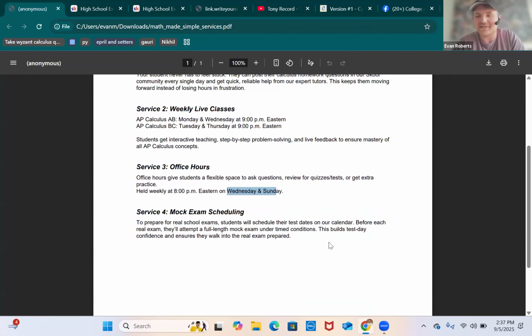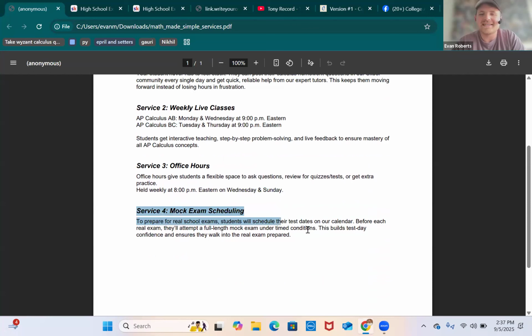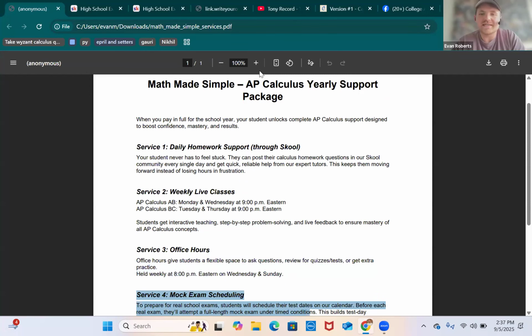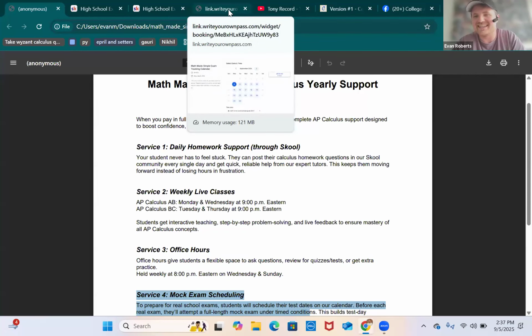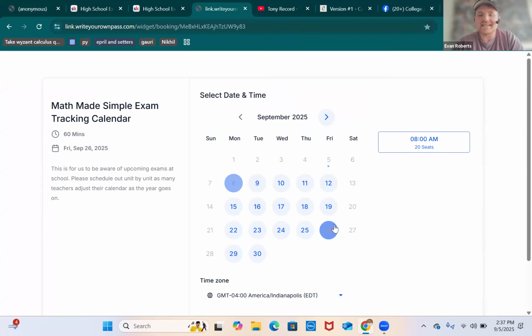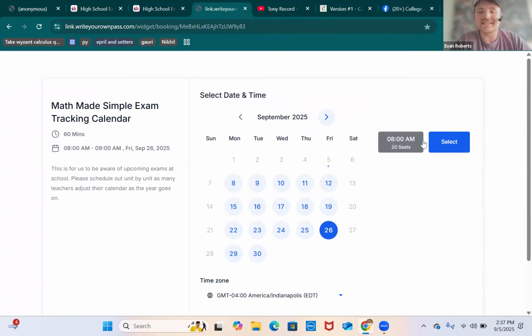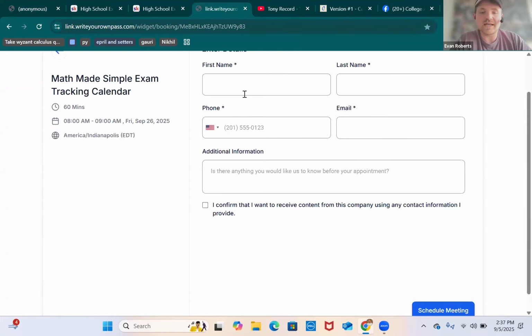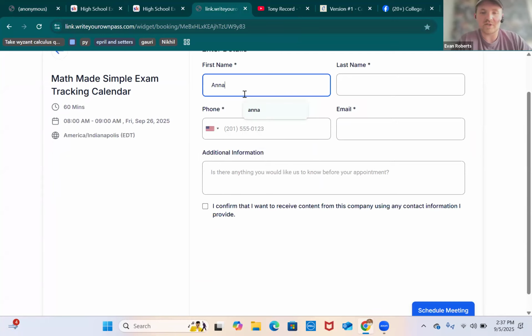Then the last thing, which I'm actually most proud of, I think, is our mock exam scheduling. What that looks like is sometimes kids are not always the most responsible and on top of their stuff. So we give the parents and the students this link. That way, if let's say Anna has a test in unit 2 on calculus on September 26th, she could book this into our calendar. Her name is Anna Berg.